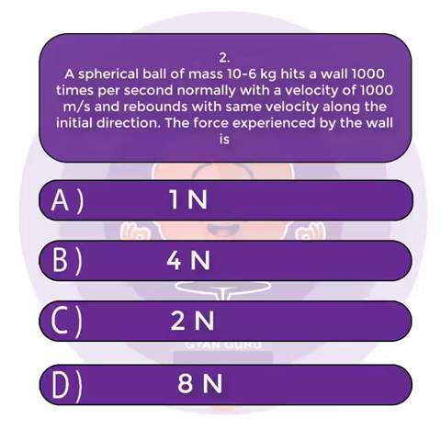Question 2. A spherical ball of mass 10^-6 kilograms hits a wall 1000 times per second normally with a velocity of 1000 m/s and rebounds with the same velocity along the initial direction. The force experienced by the wall is: A. 1 N. B. 4 N. C. 2 N. D. 8 N.